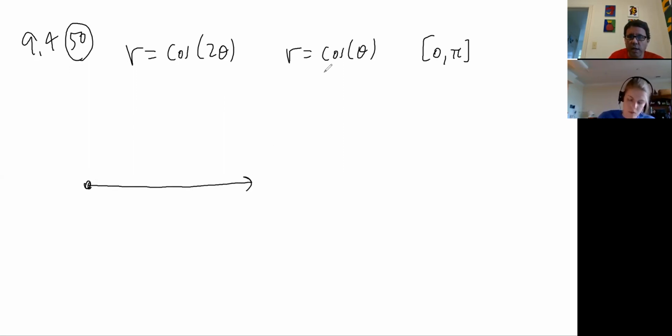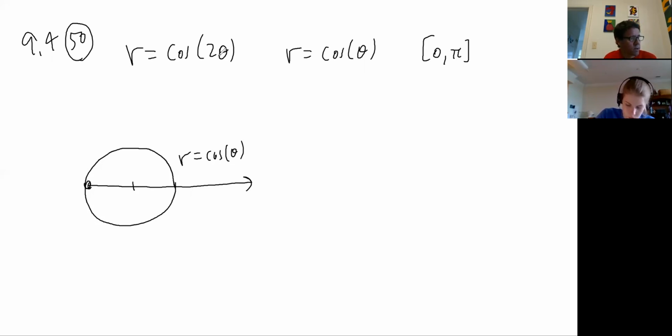So r = cos θ just straight up looks like a circle. You do need to draw them. So that's r = cos θ, and r = cos 2θ. I don't remember what that looks like right off the top of my head. What does that look like? Is that the propeller thing? Yeah, I think so.